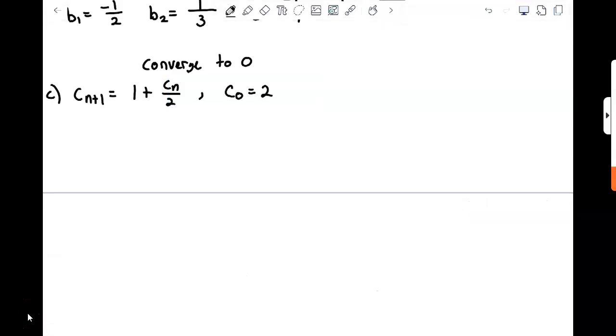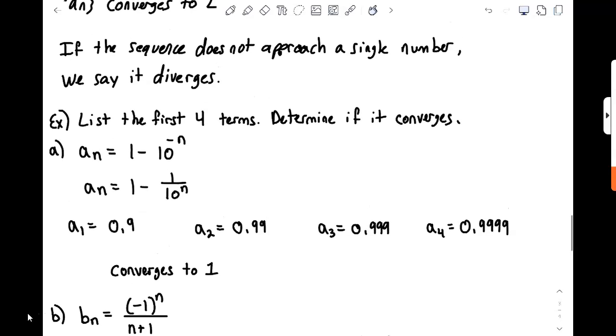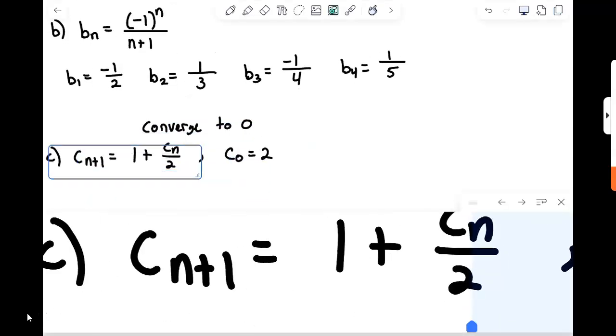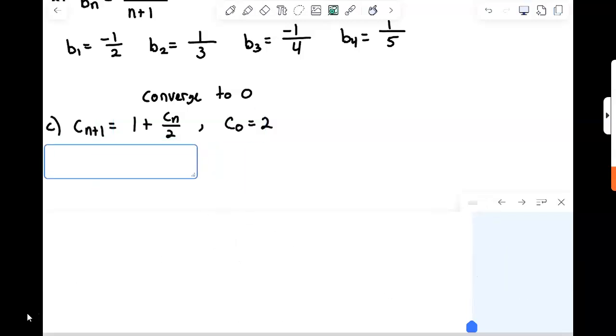Okay, so same directions as in our previous two examples. We want to list the first four terms of the sequence and determine if it converges. Except instead of giving our sequence as a formula here, it's given to us recursively. Right? C(n+1), the next term, is equal to 1 plus half the previous term. Okay, so let's do that here.